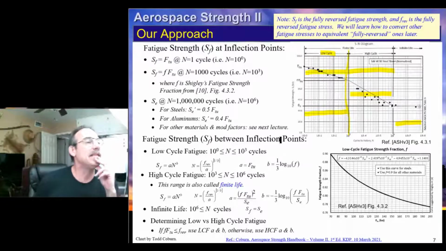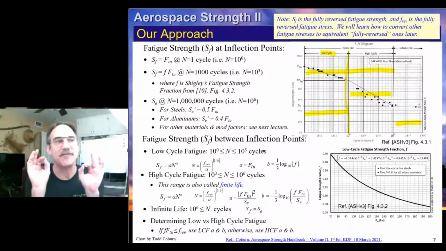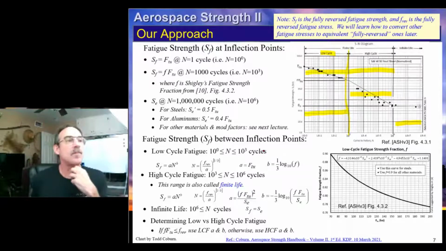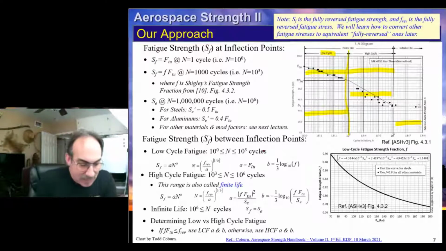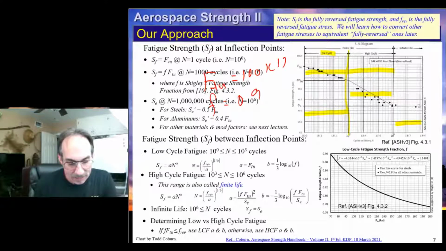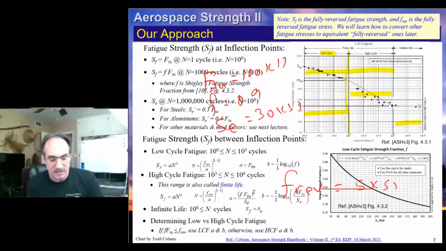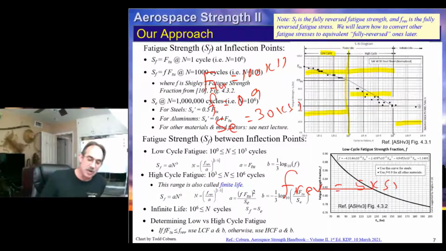Okay. So that means, let's say we have a part that has a fully reversed stress. Let's say that FTU, let's say this is steel. This is 100 KSI. And let's say the F is 0.9. And let's say that S sub E is 30 KSI. All right. Let's say we have a fully reversed stress of 5 KSI. What is this good for? What's our fatigue strength?